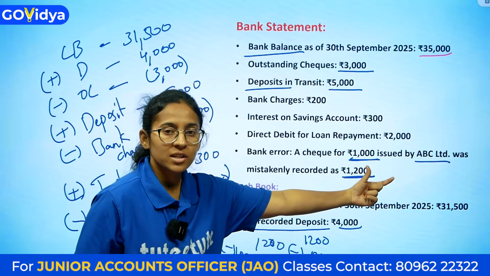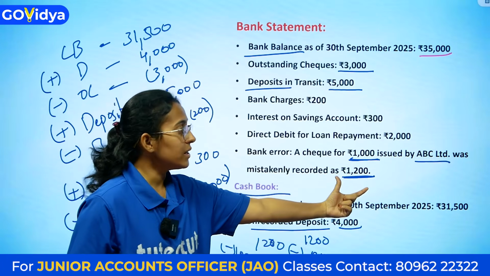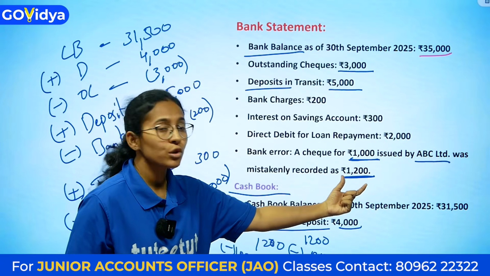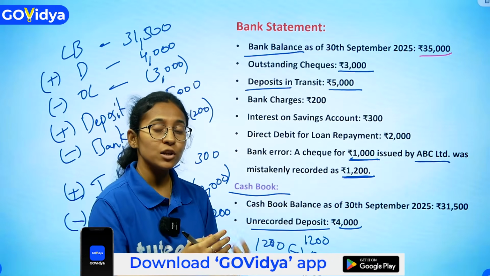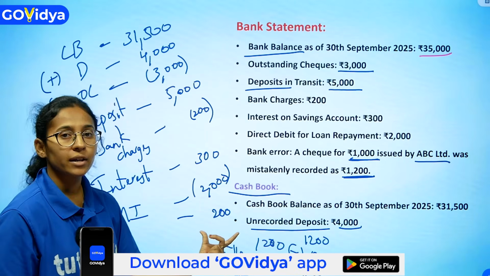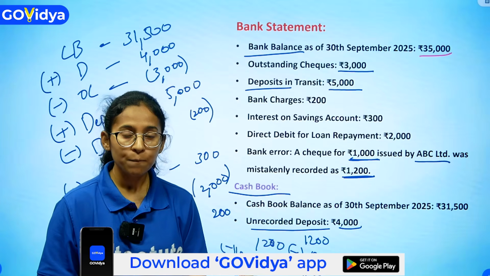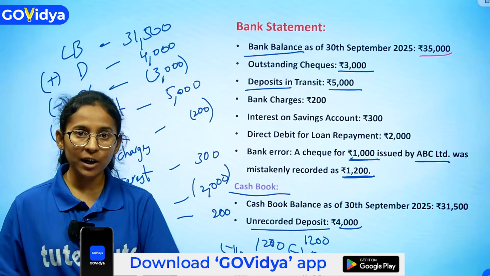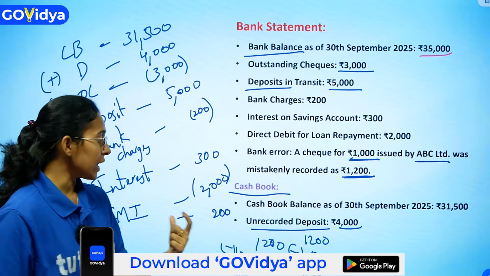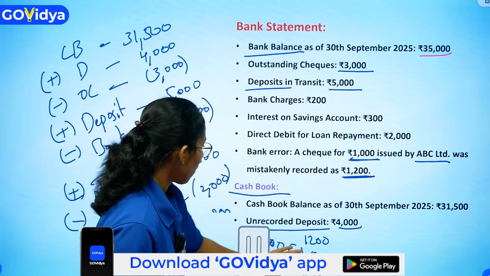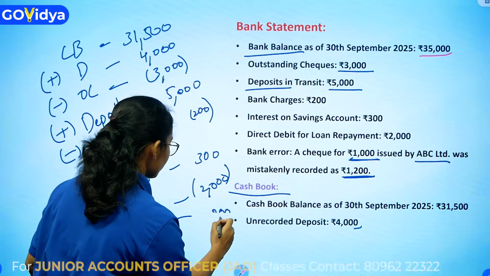1,000 rupees should have been deducted, but 1,200 was deducted. So instead of 1,000 rupees, they have deducted 1,200. That difference of 200 has to be credited back to the account. That's why I am adding it. So whatever the difference, 200 should come back to our account, right? So we have considered all the accounts, right?